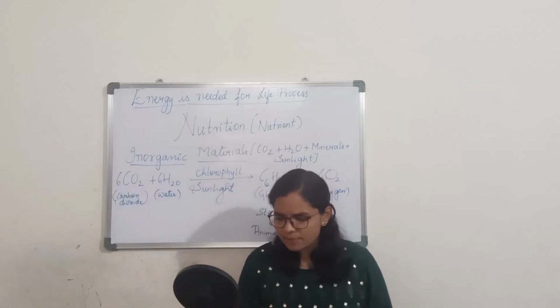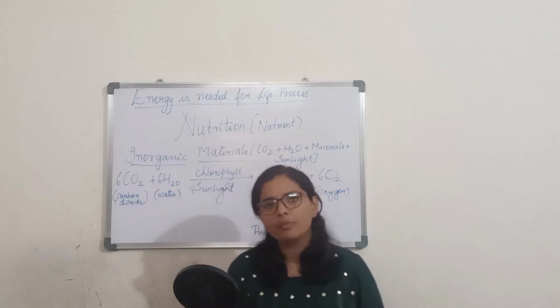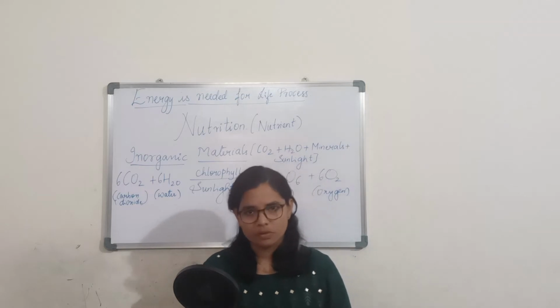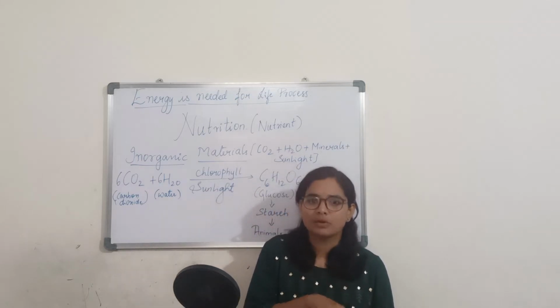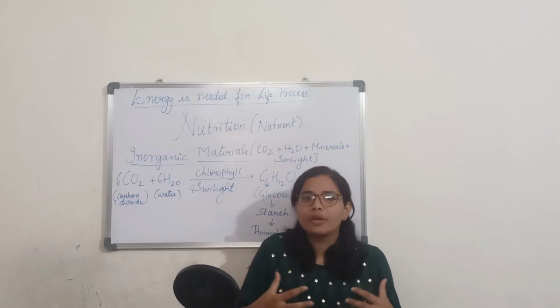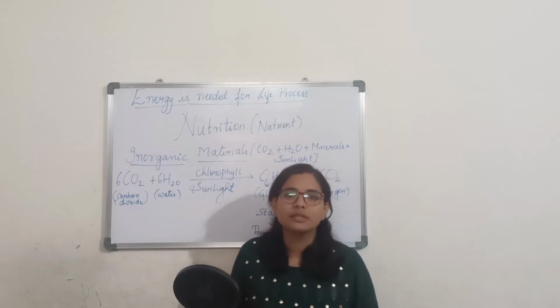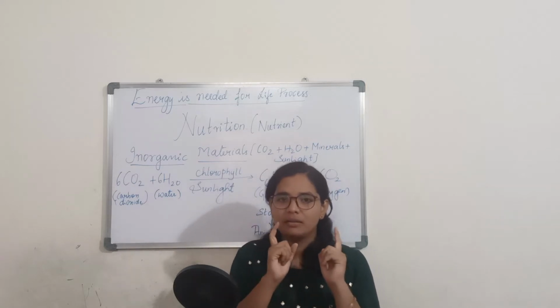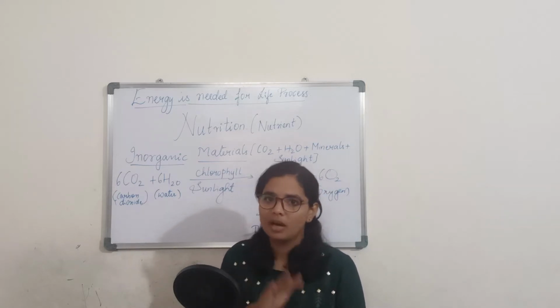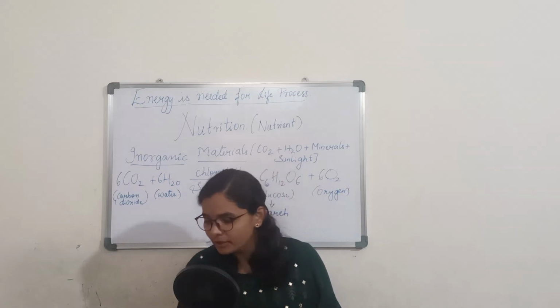Food is an organic substance. The simplest form of food is glucose. Okay, that is what the plant prepares. The plant prepares glucose, and if it prepares more glucose, it converts into starch. Glucose and starch are the two main components of the carbohydrates. Fine.